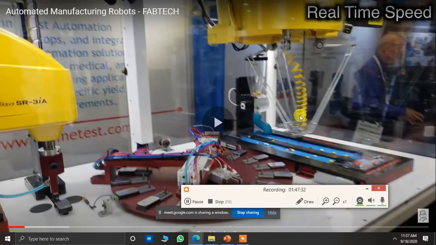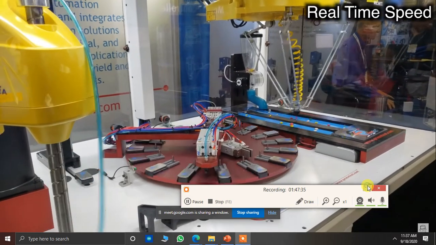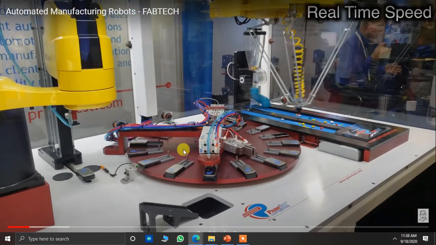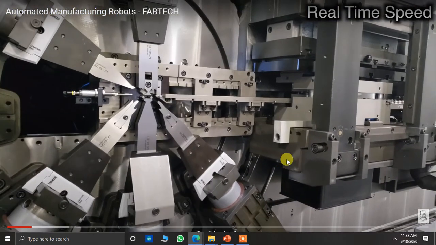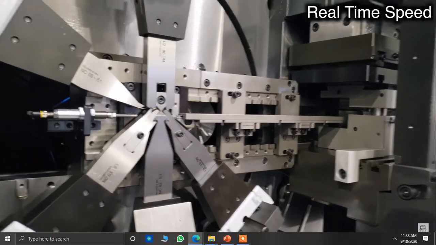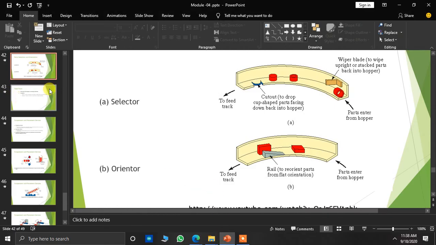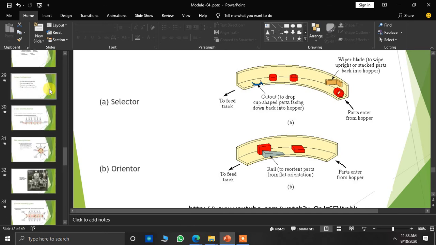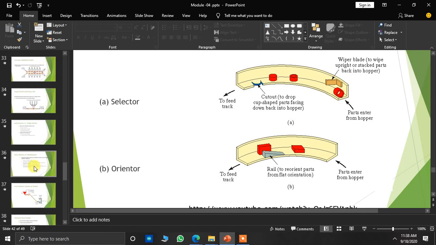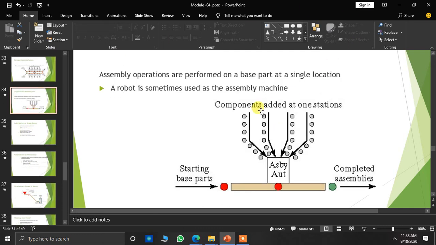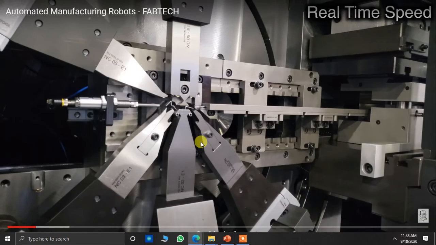So here there are two robots where each robot is doing a particular operation. You can see a rotary indexing table here. What is this type of assembly called? Can you tell? All the machine tools are coming to one particular point. What is this type of assembly called? The last one, it is called what assembly? Single station assembly cell. Okay, it's a single station.